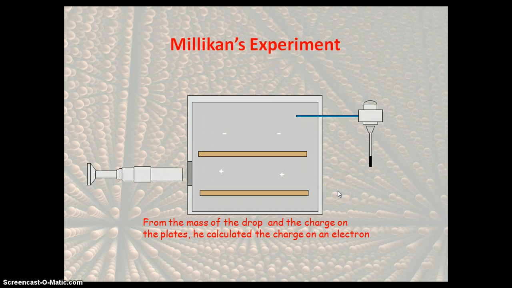So it's kind of like during our experiment during class with the BBs. We weren't able to directly measure one single BB, but we used droplets, and we were able to see the differences in their mass. And then once we got down to that very smallest difference in mass, we knew that that was the mass of one electron. And that's similar to what he did to find the mass and charge on the electron.